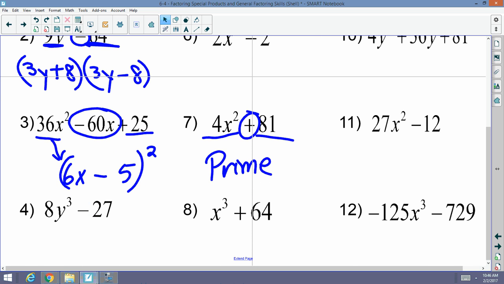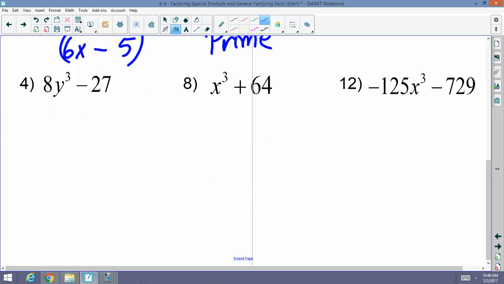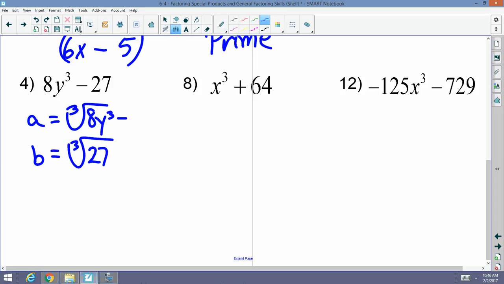Next, number 4. Okay, 8y cubed. Is that a perfect square? Is that a perfect cube? That's a perfect cube. And it's 27. That's a perfect cube. So I want to first find my a term and my b term. My a term is the cube root of the first term. My b term is the cube root of the second term. So what's my a term here, brothers? 2y, excellent. And what's my b term here, brothers? 3. So this started with a minus, so it's a minus b.